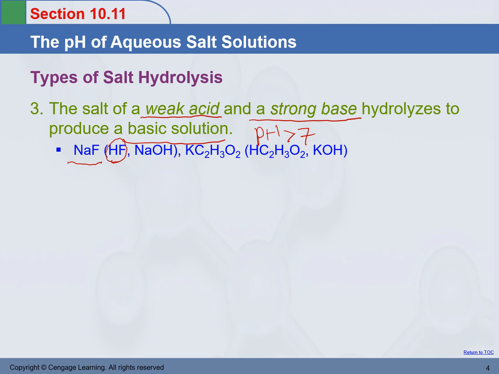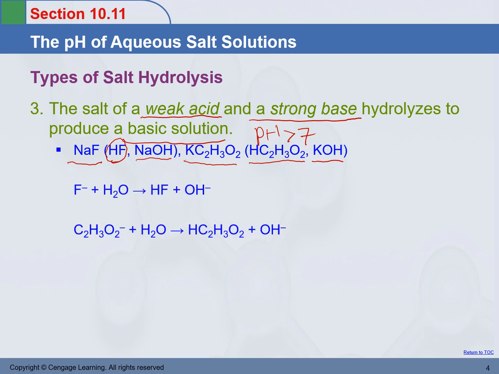hydrofluoric acid is a weak acid, sodium hydroxide is a strong base. Potassium acetate, acetic acid, a weak acid, potassium hydroxide, a strong base. All right, if you dissolve either one of these in water, the solution will have a pH greater than 7. The solution is basic. Again, don't worry about this.